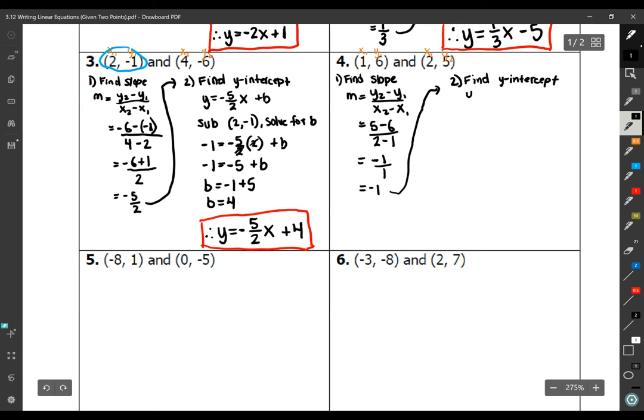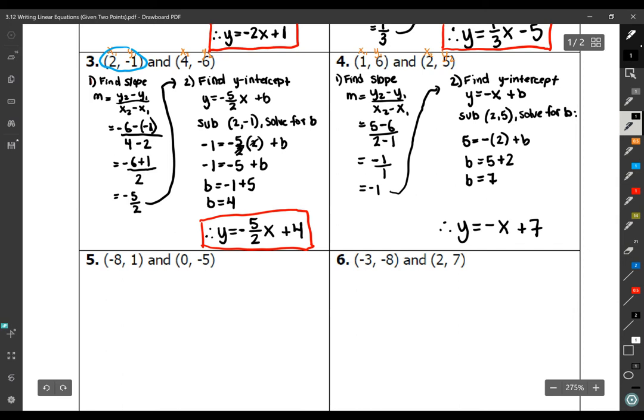Okay, so we start with our partial equation: y is equal to negative x plus b. Now we're just going to substitute one of the 2 points. I'll sub in 2 comma 5 and use that to solve for b. So 5 is equal to negative 2 plus b, so we get b is equal to 5 plus 2, which is 7. That gives us our final equation of y is equal to negative x plus 7.